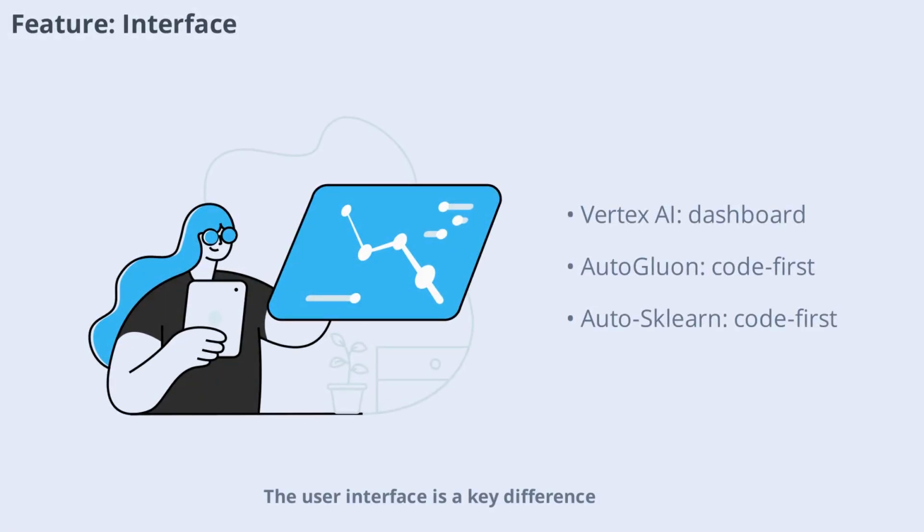User interface is a key difference. Vertex AI offers a low-code cloud console, making it easy for beginners to navigate. AutoGluon and Auto-sklearn both use a code-first Python interface, which is better suited for users comfortable with programming. If you prefer clicking through dashboards, Vertex AI is likely your best bet. If you enjoy coding, AutoGluon or Auto-sklearn will feel more natural.